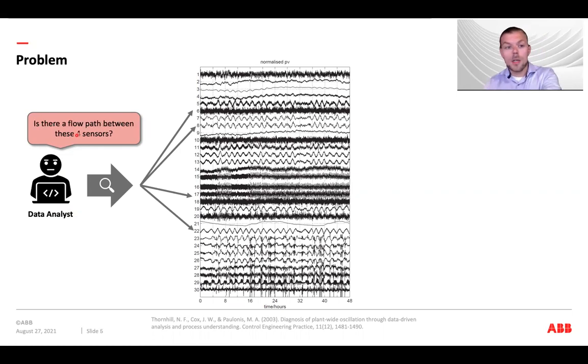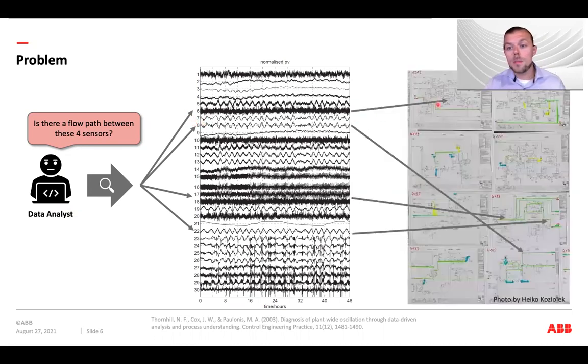The question now is, is there a flow path between these 4 sensors? This context information is important to conclude causality. So are those 4 sensors and disturbances belonging to the same root cause disturbance, or are they maybe isolated? So the analyst has to look at the P&I diagrams, and after a while, he finds the first sensor here, second one here, and so on. Now he takes a pencil to mark the flow paths.